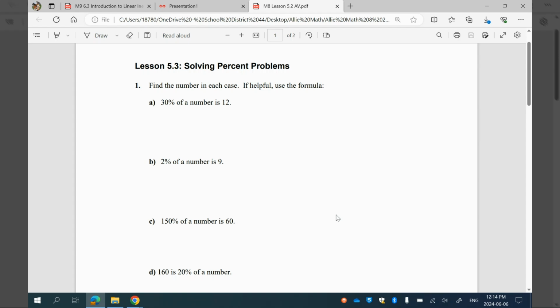Hello, everybody. This is 5.3, solving percent problems. And let's get into it. So find the number in each case. If helpful, use this formula.